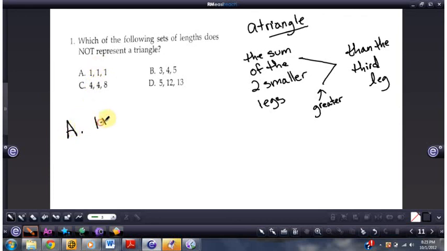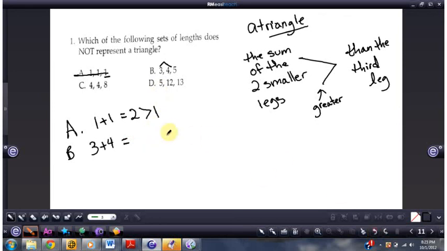Let's look at B. I'm going to take the 2 smaller sides, 3 plus 4, it's 7, and then is 7 greater than 5? The answer is absolutely. So B is a triangle, which means it is not the answer.